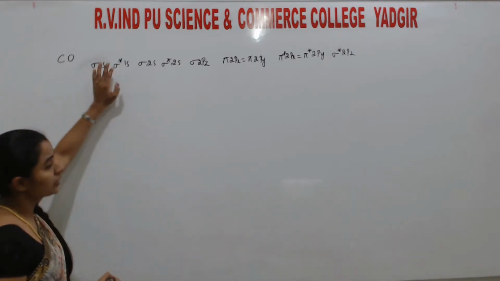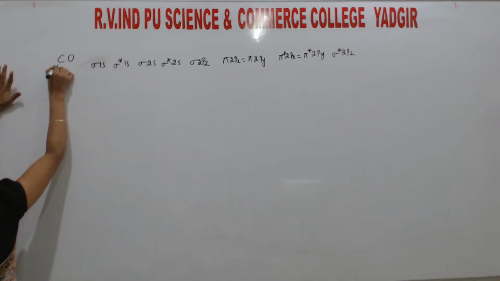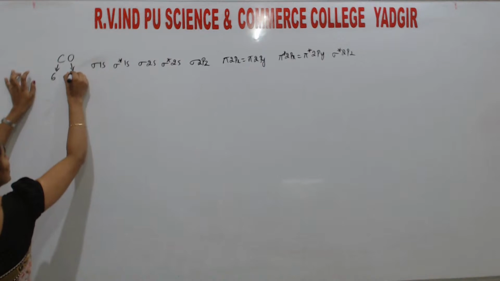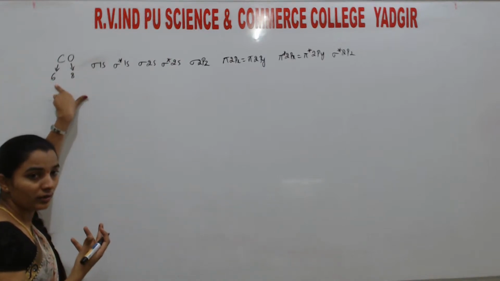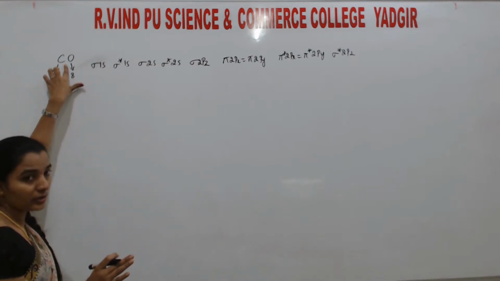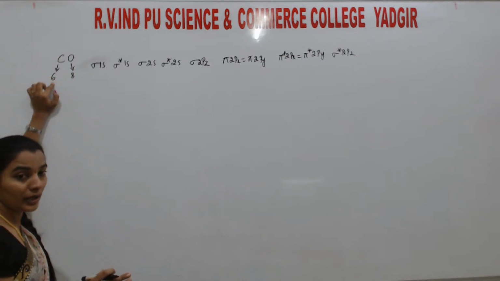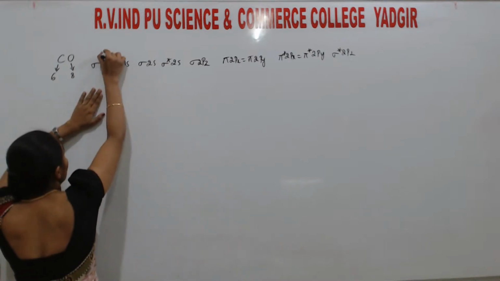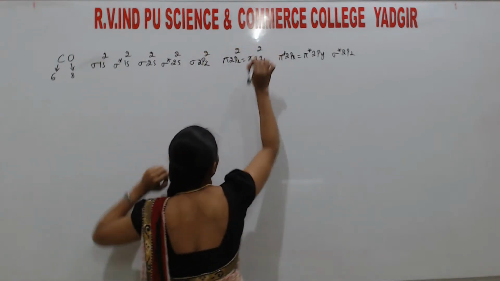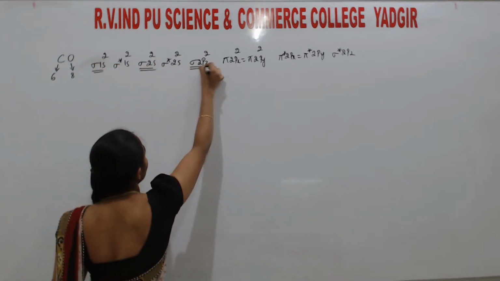You know, these are different orbitals, so the configuration is different. Just count the number of electrons. Here the number of electrons in carbon is 6. In oxygen it is 8. 8 plus 6, how many electrons? 14 electrons. 8 electrons from oxygen, 6 electrons from carbon. Just divide them here: 2, 4, 6, 8, 10, 12, 14. In that, mark bonding and anti-bonding orbitals.